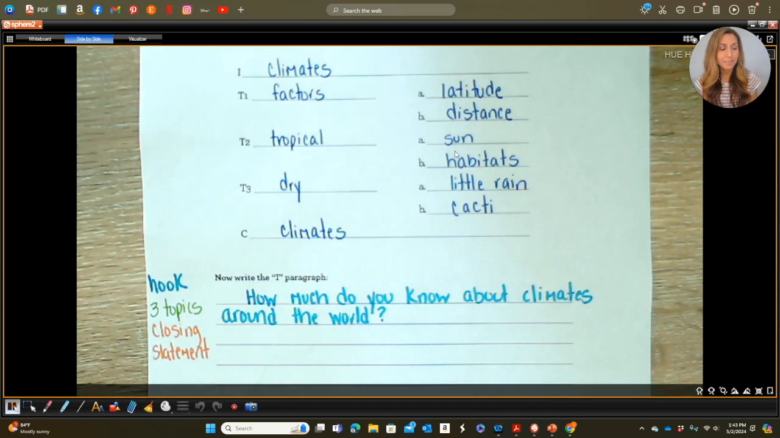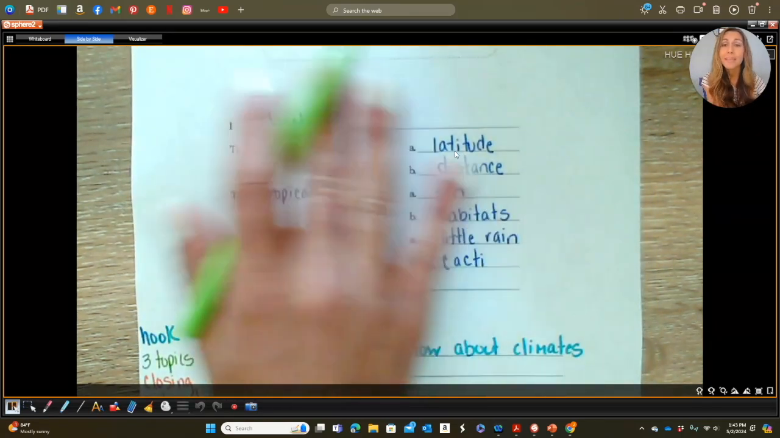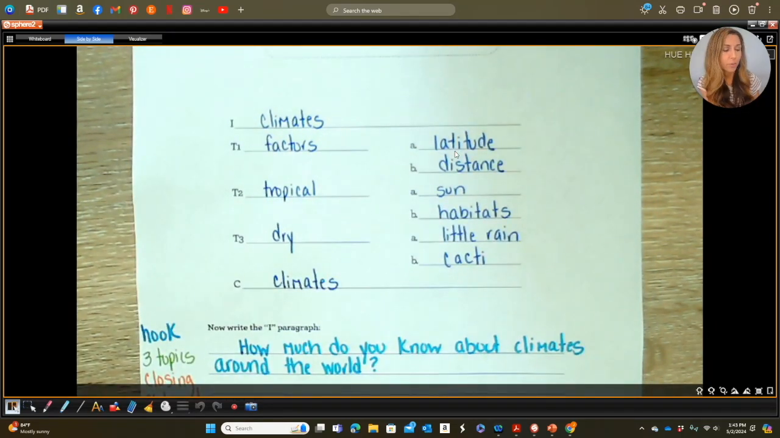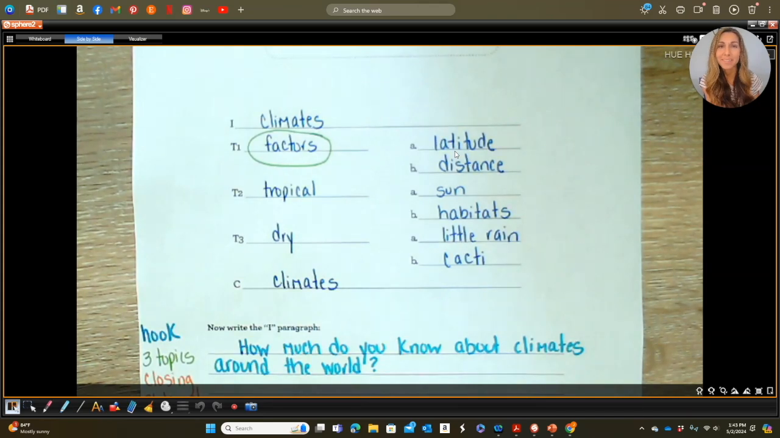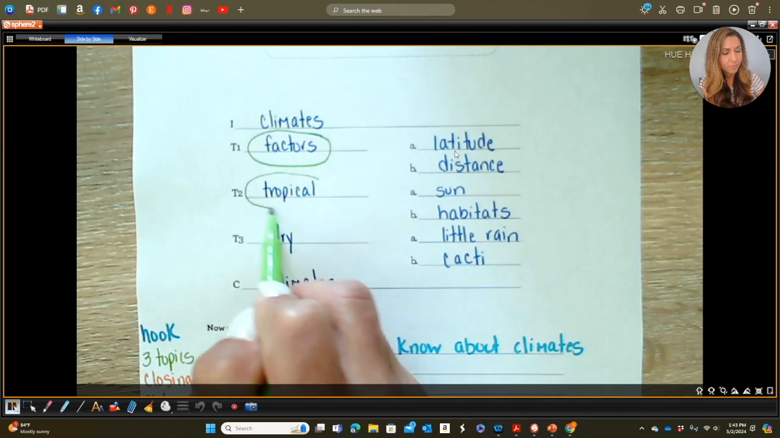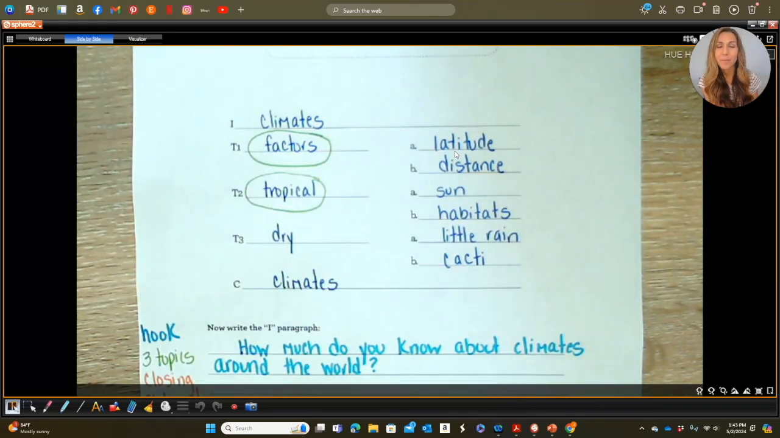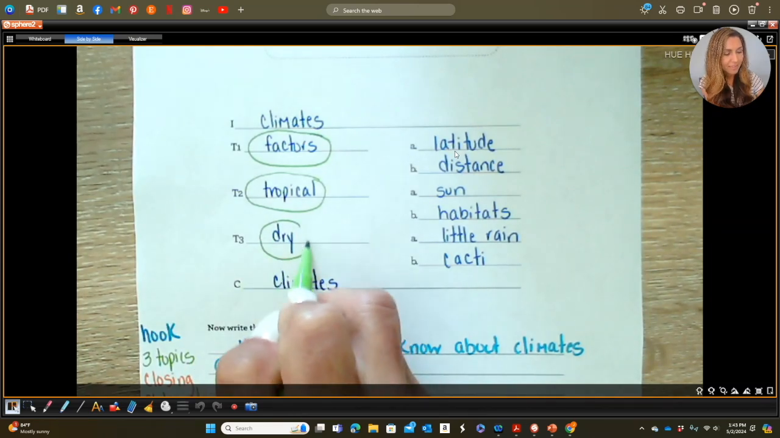All right, now let's move on to the second part of our introduction, which is our 3-topic sentence. Now go ahead and circle the words you think must go in our 3-topic sentence. So on your plan, which words need to go in our 3-topic sentence? Factors, because that's one of our topics. What's another word? Tropical, because that's one of our topics. What else? And dry. Excellent.